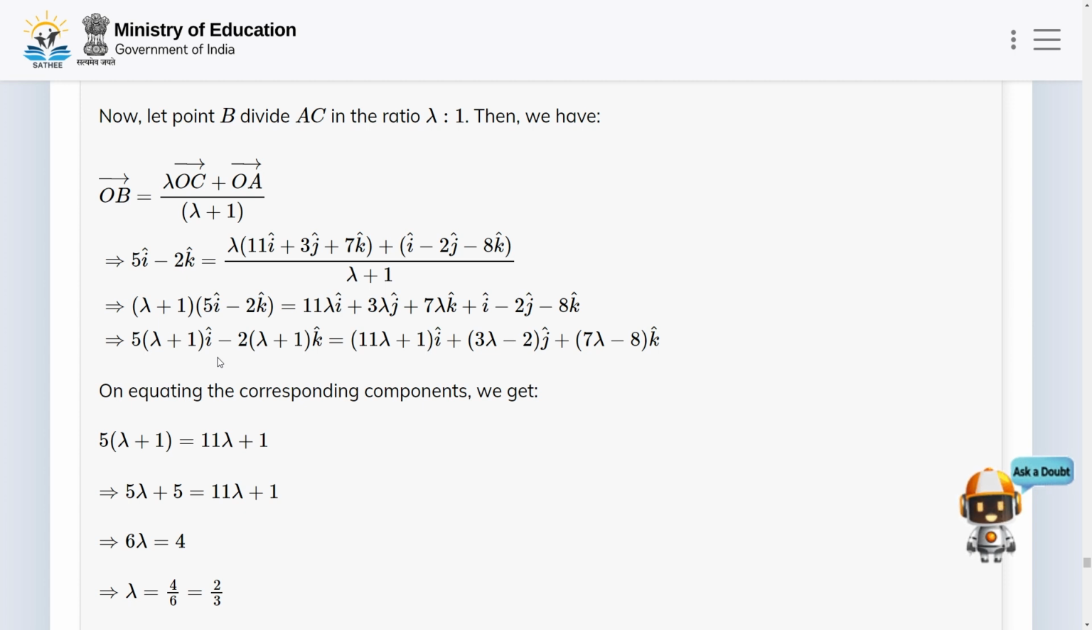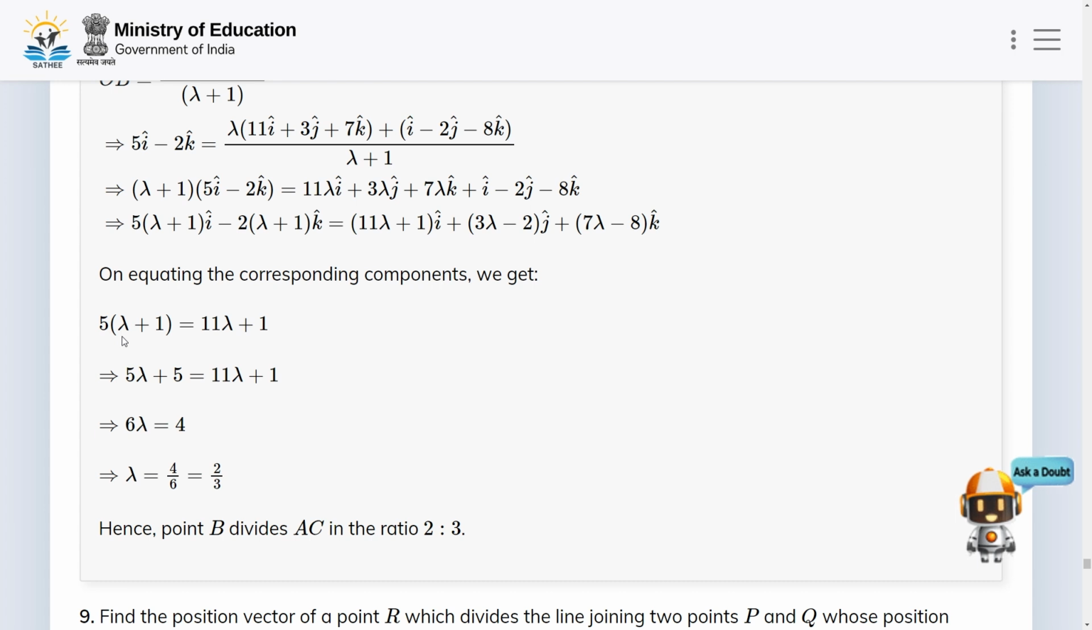Equate, or on comparing the corresponding components, you will have what? 5 times (lambda plus 1) is equal to 11 lambda plus 1. This means lambda will be 4 by 6, which means 2 by 3. So the ratio will be 2 : 3. I hope it is clear to you.